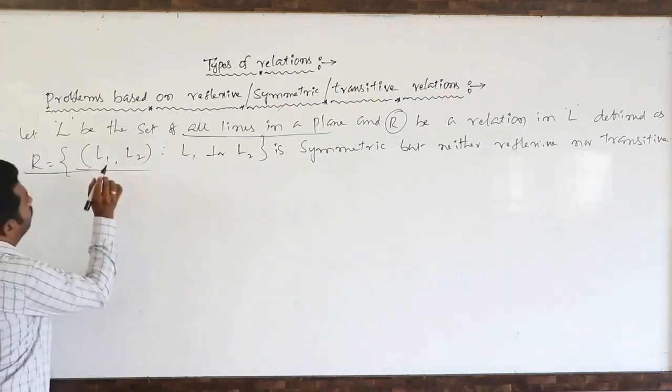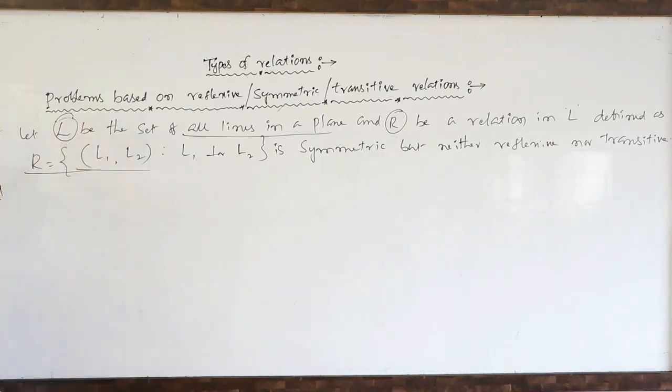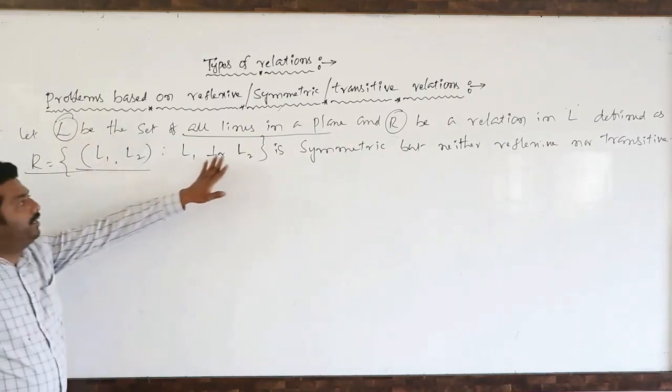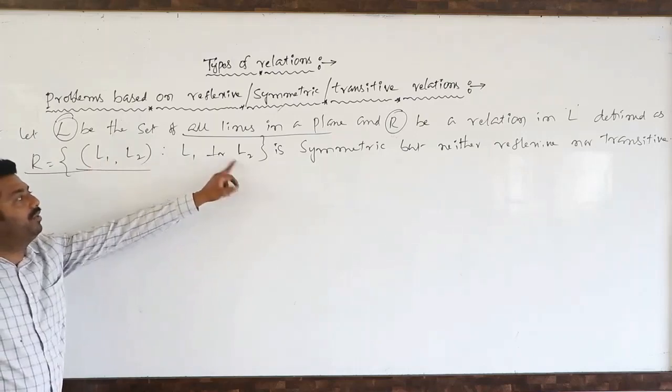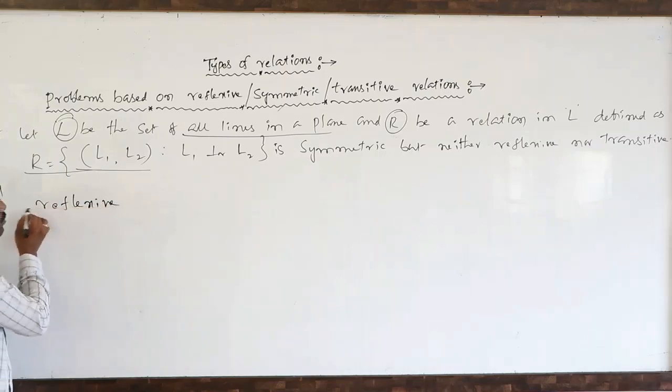This is the relation. The non-empty set means the set of all the lines, that is capital L. L1 and L2, what is the relation between them? A perpendicularity relation. So first we will verify whether capital R is reflexive or not.